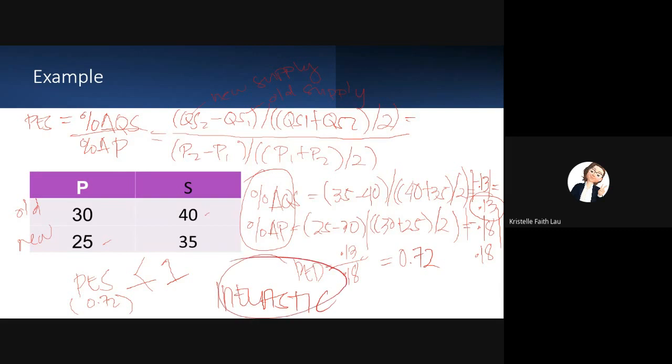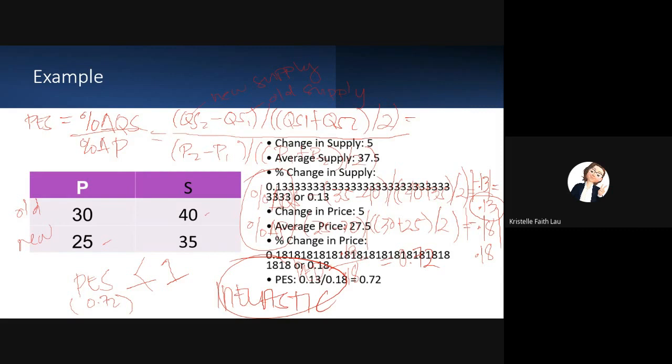Ayan, inelastic. So again class, if your answer is the same as mine, then great job. If not, you may try it again, answering the example. I will be giving another example in the next slide.